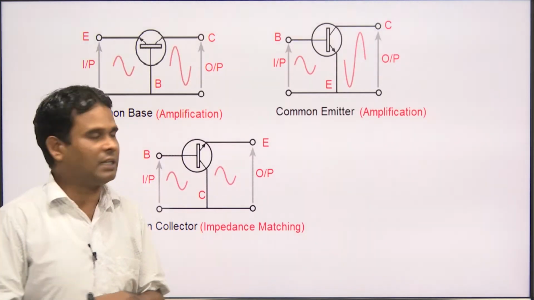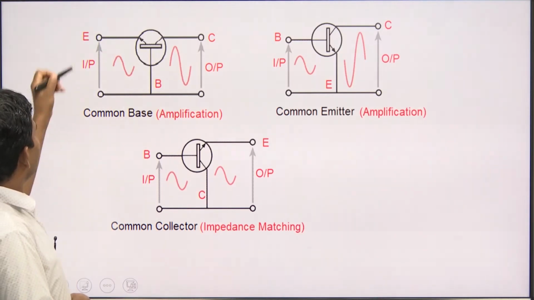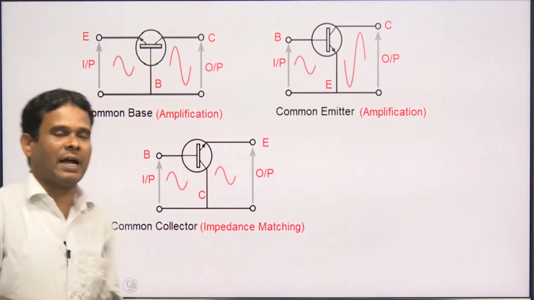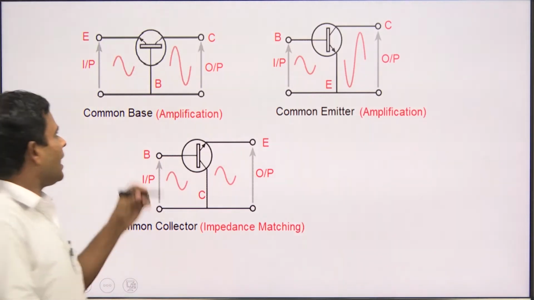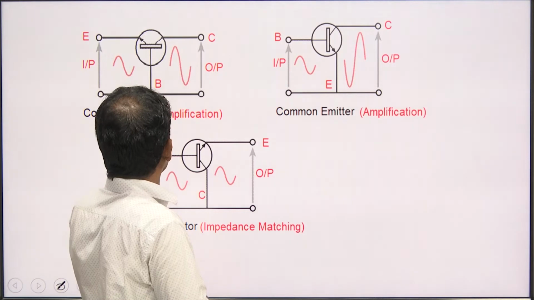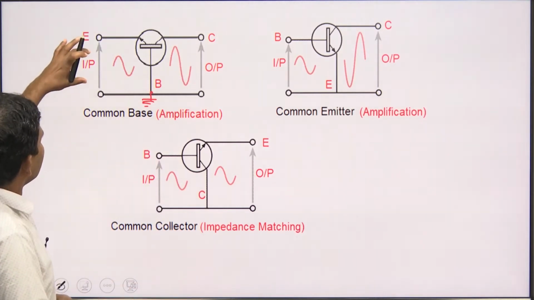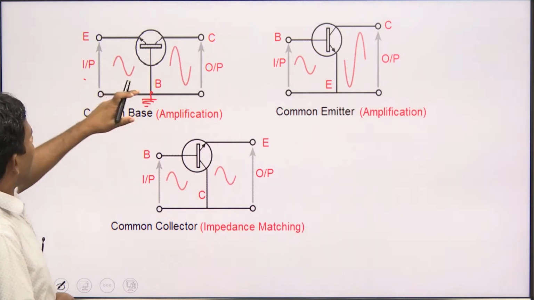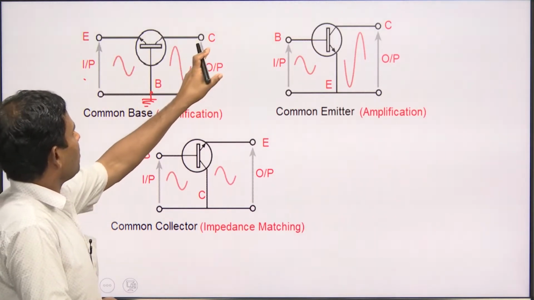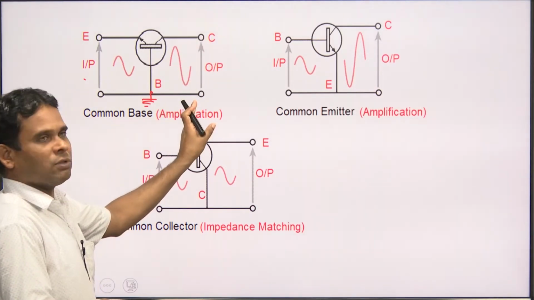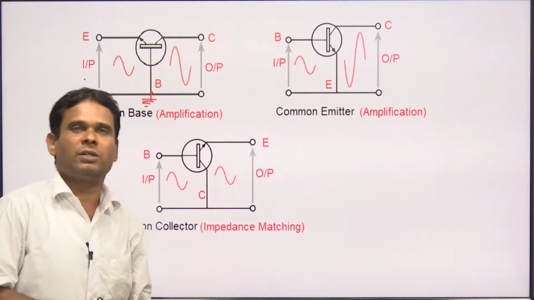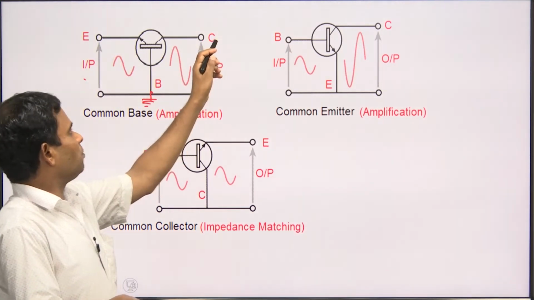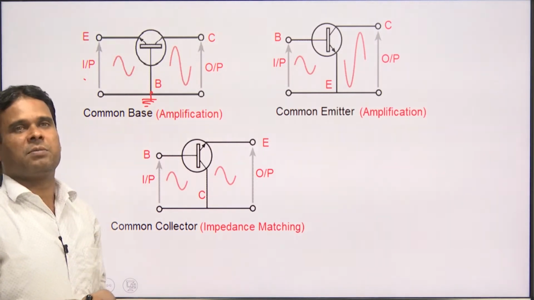Now, in this figure you can see that the base is common with respect to the input as well as the output, so it is called common base. Basically, the base layer is taken as ground, or reference voltage, so we give the input at the emitter terminal with respect to the base, and we take the output from the collector terminal with respect to the base. So the base is common to input as well as output.